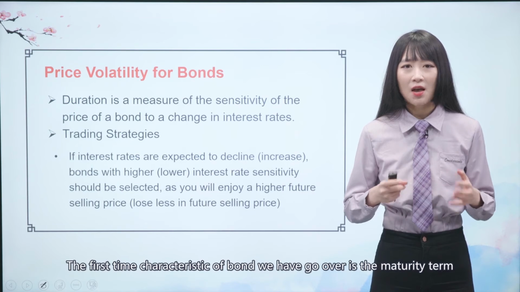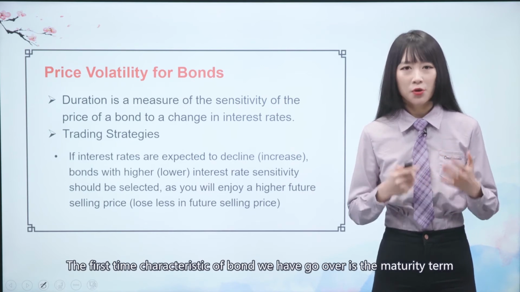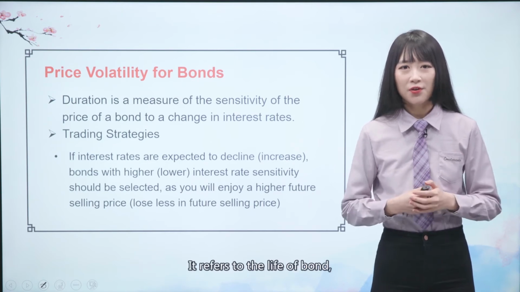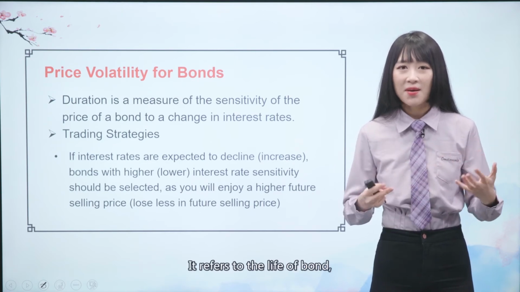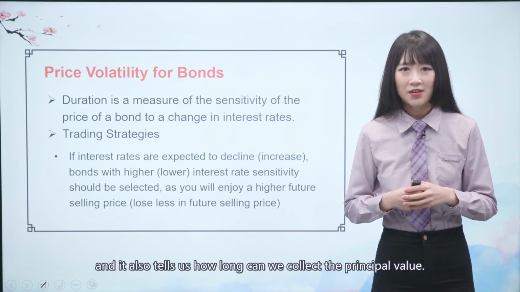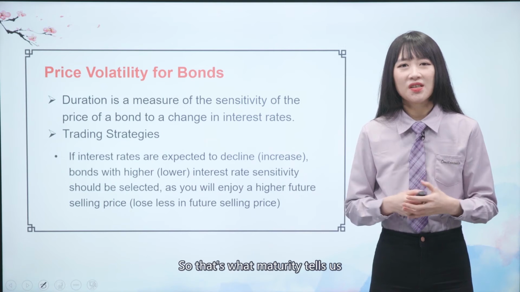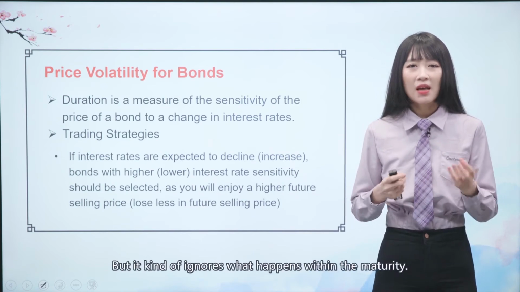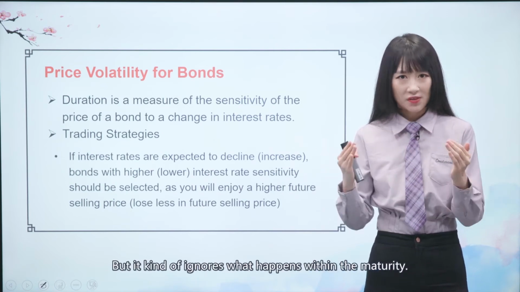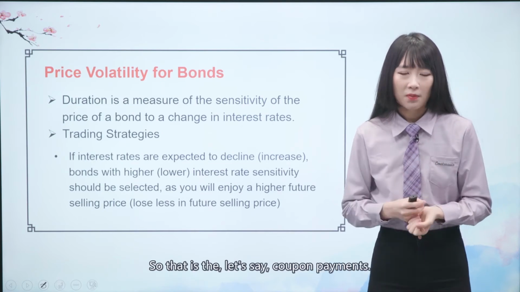Now the first time characteristic of a bond we have to go over is the maturity term, or the term to maturity, or the years to maturity. It refers to the life of the bond, and it also tells us how long until we can collect the principal value. That's what maturity tells us. But it kind of ignores what happens within the maturity, so that is, let's say, the coupon payments.